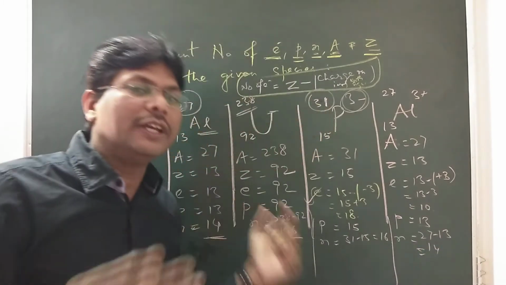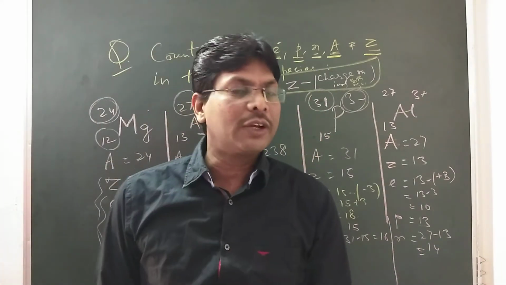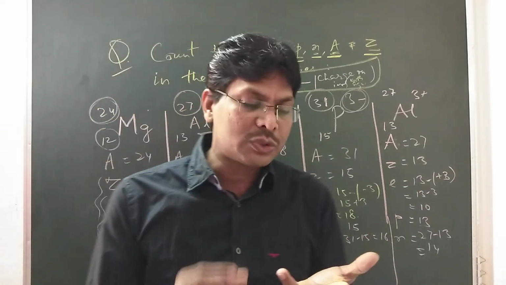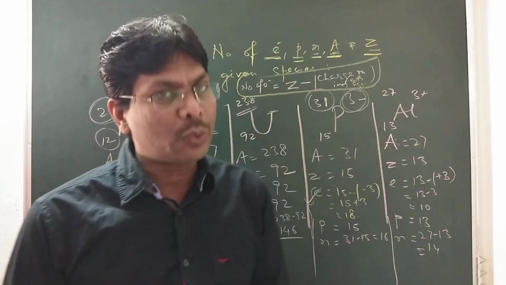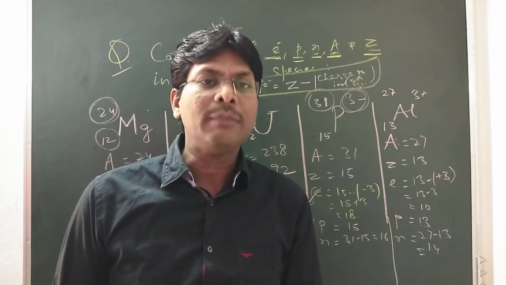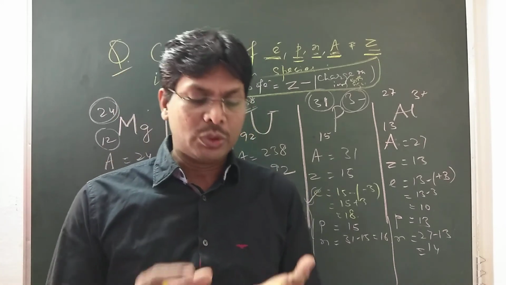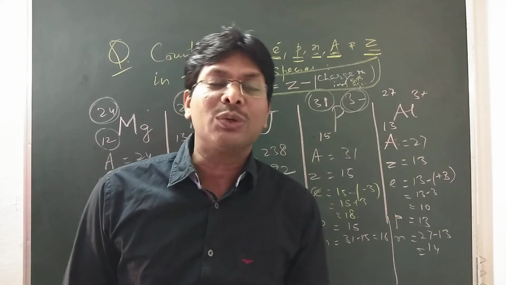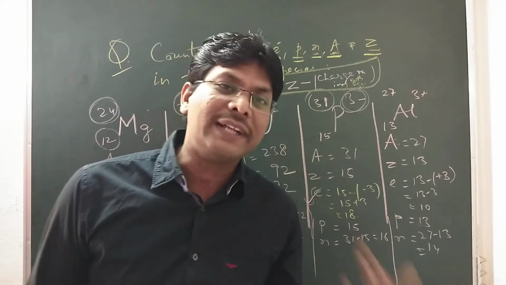So this was the thing about counting the number of electrons, protons, neutrons, etc. in a given species. Keep this in mind, student, that mass number is the total number of neutrons and protons present in the nucleus of an atom. It is also equal to the number of nucleons. Atomic number is the number of protons present in the nucleus. It is also equal to the number of electrons present outside the nucleus.